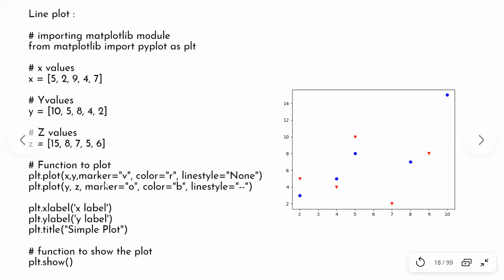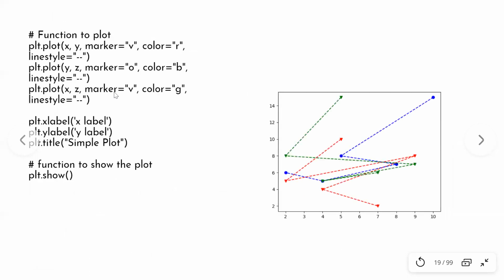In the first case, I want markers to be V-shaped, color red, line style none. In the second, I can take marker O, color blue, and line style is dashed. Okay, and then I want to make the labeling part: x label, y label, and the title, and then finally the plt.show.